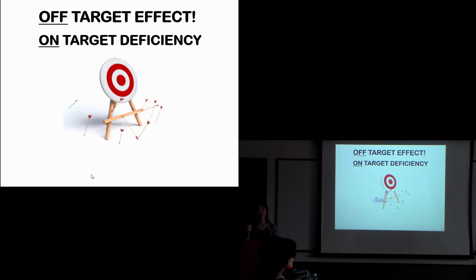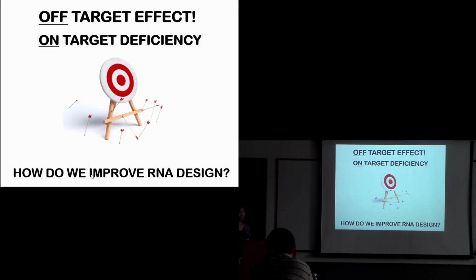Coinciding with it is also on-target deficiency. Again, you design your RNA very carefully, but you don't hit your target, right? Your target is not degraded or removed efficiently. Of course, it would be nice to tackle both problems, but finding where else it is hitting is really difficult. So we are going after this on-target deficiency problem. How do we improve the RNA design so that we hit the right target with high efficiency? That is the goal of this project. So how do we improve the RNA design?